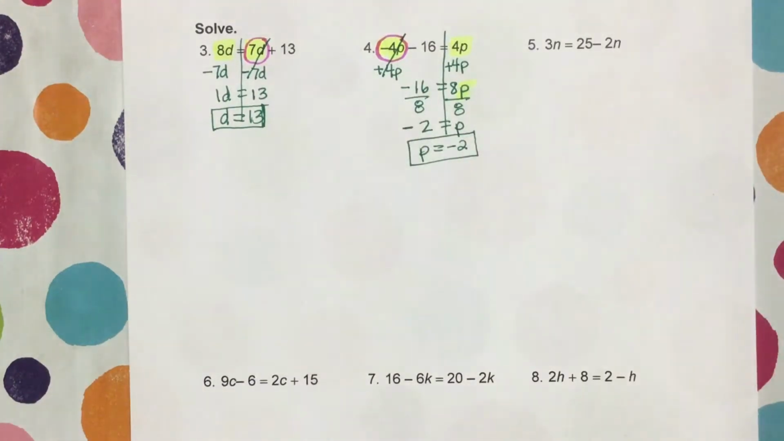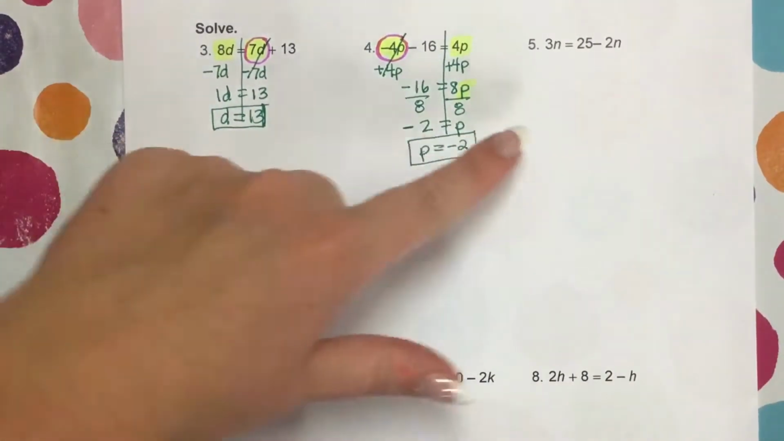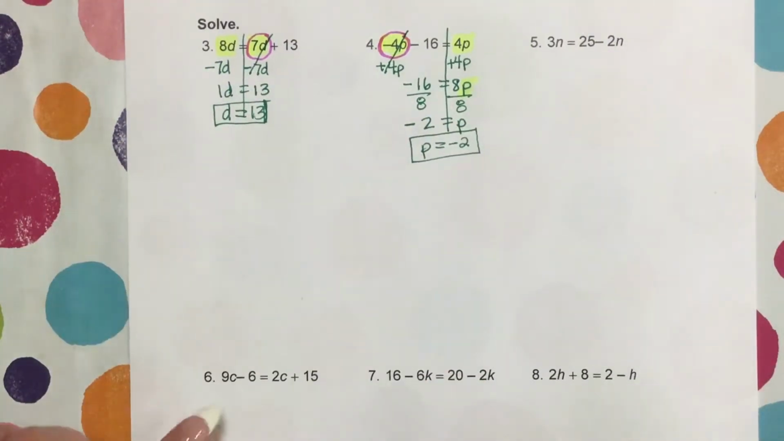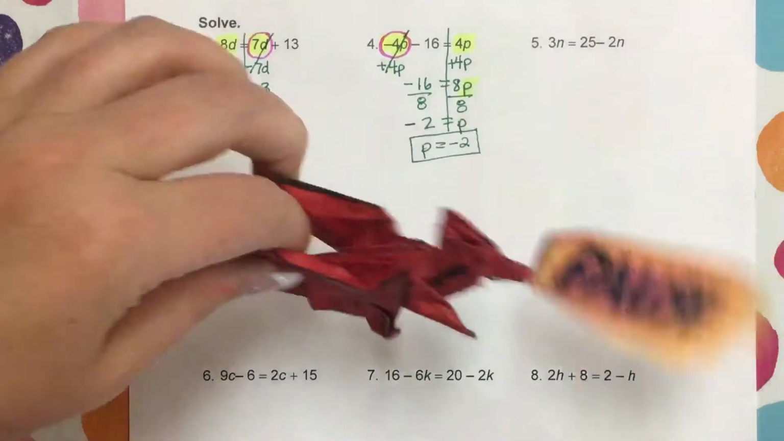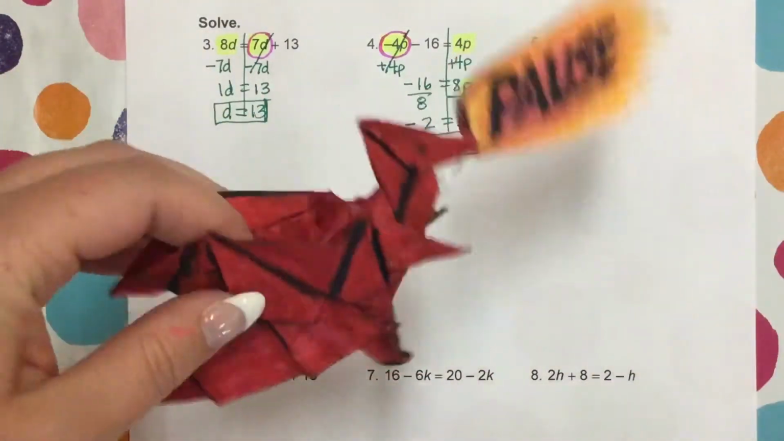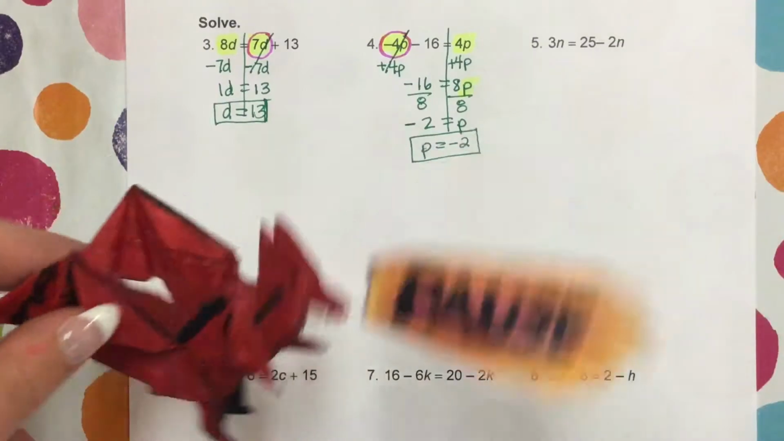Now I want you to go ahead and try number 5 on your own. And only number 5. We're going to come back and do these ones over here together. So go ahead, press pause, do number 5, and when you get done, press play and check and see how you did. All right, see you in a bit.